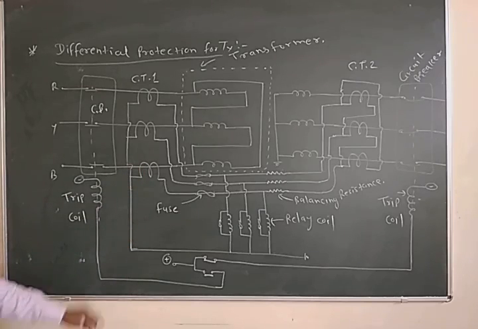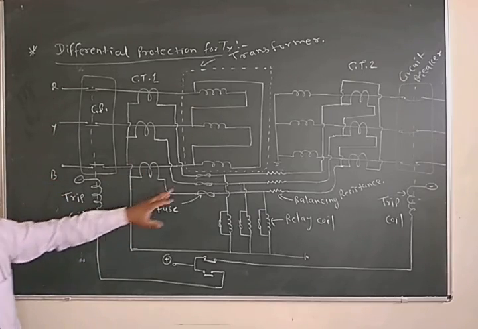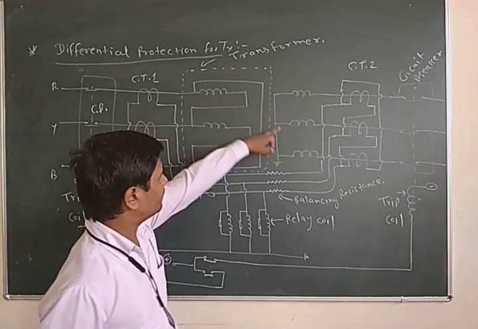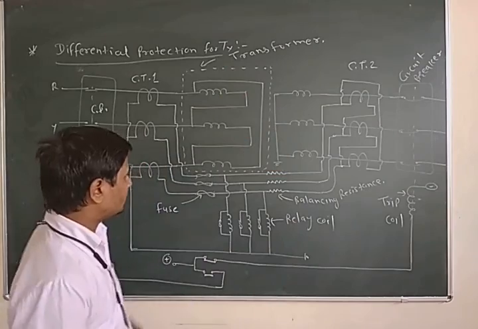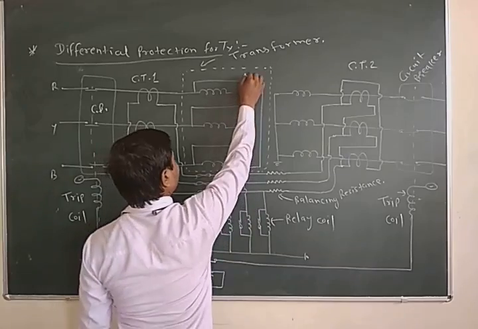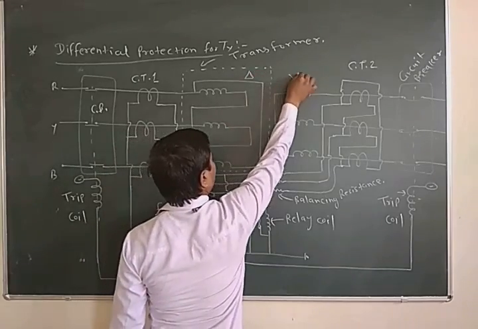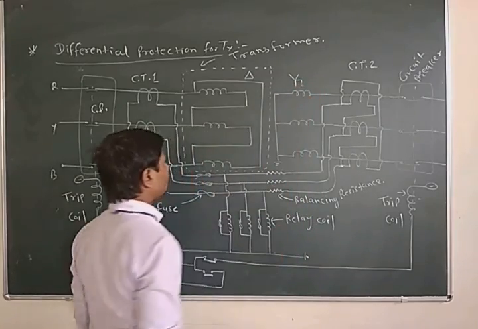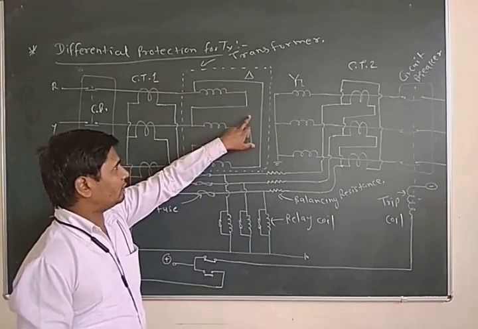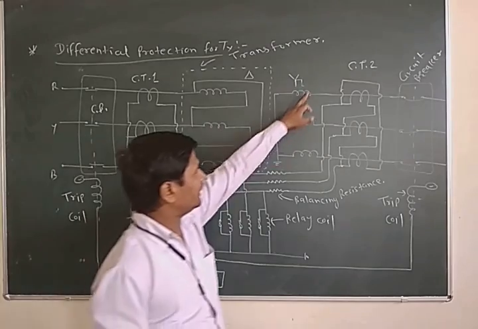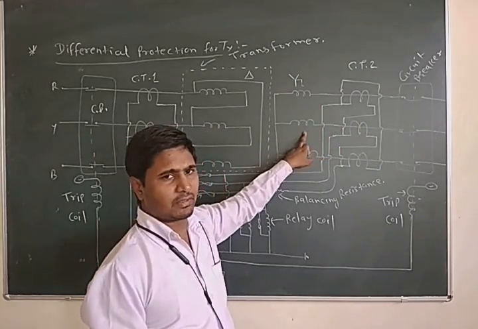First of all, there are three phases R, Y, B. Then the transformer which we have to protect using differential protection. This transformer is connected in delta-star format. Winding connection is delta and star. The primary winding of the transformer is connected in delta, and the secondary winding of the transformer is connected in star.